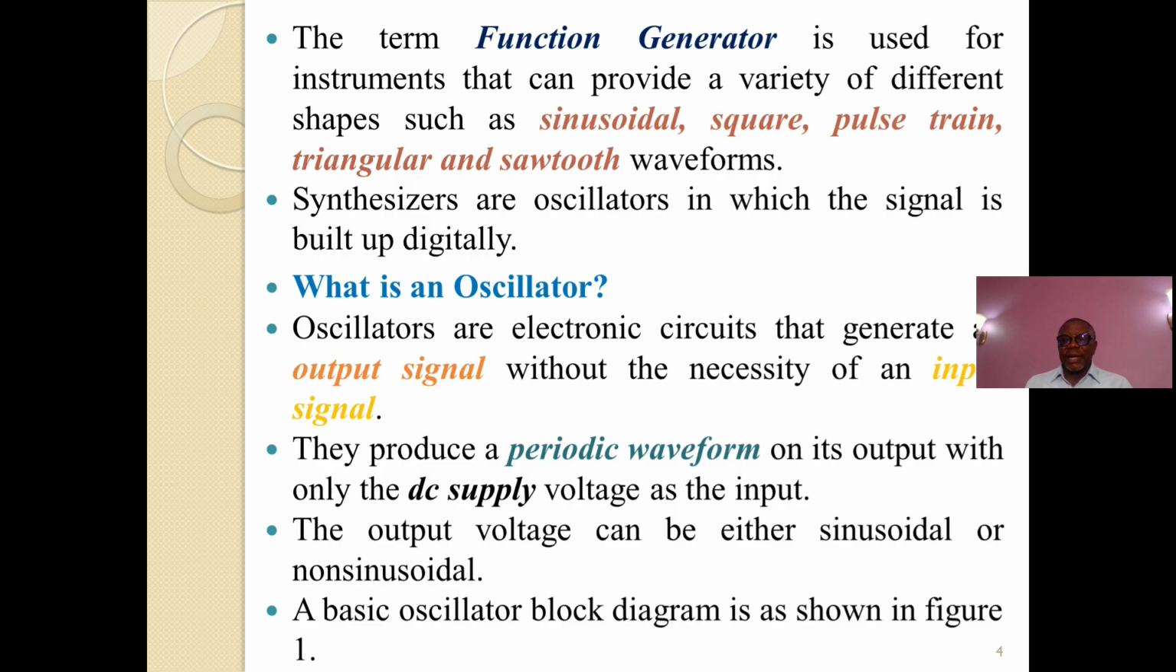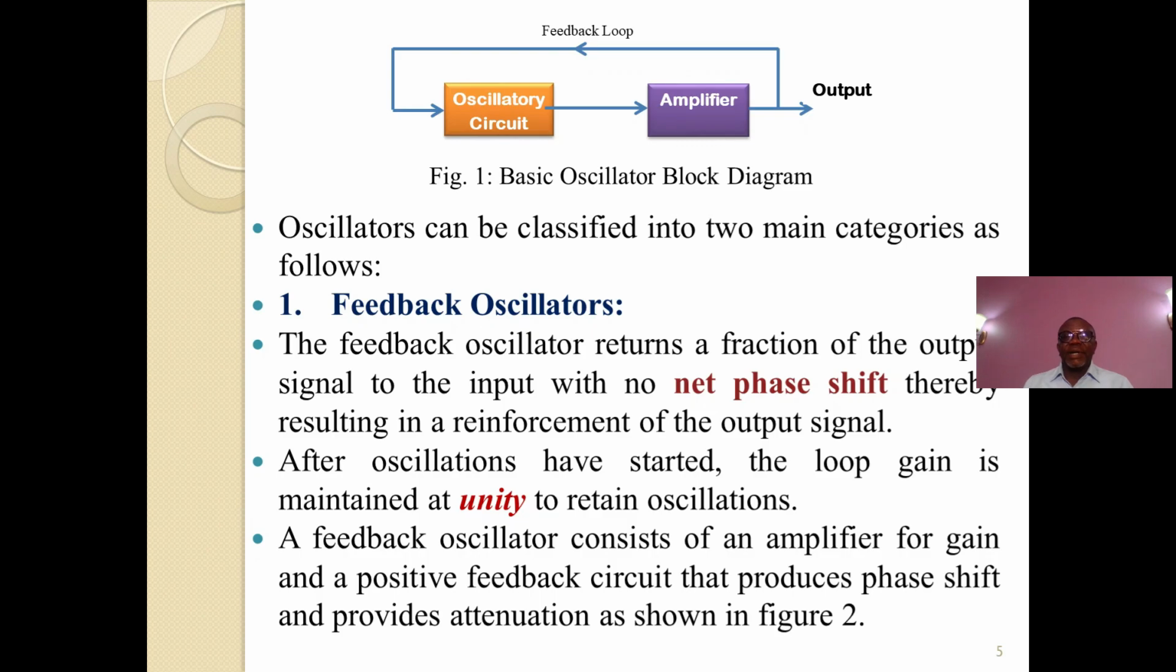The output voltage can be either sinusoidal or non-sinusoidal. A basic oscillator block diagram is as shown in Fig 1. If you look at Fig 1, you see that it's like a closed loop. You have the oscillatory circuit, which is just a circuit with a DC supply. Then an amplifier, which helps to amplify the signal until it reaches the desired level. We will see how all this is carried out.